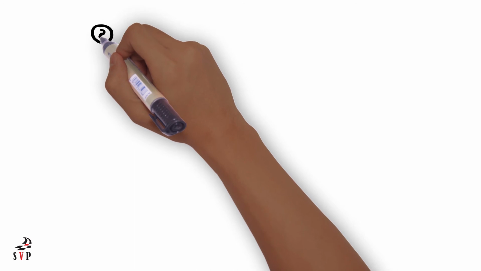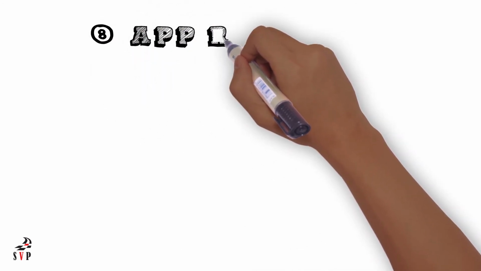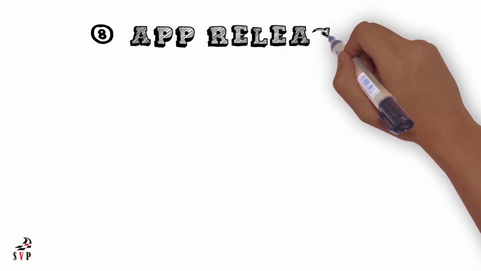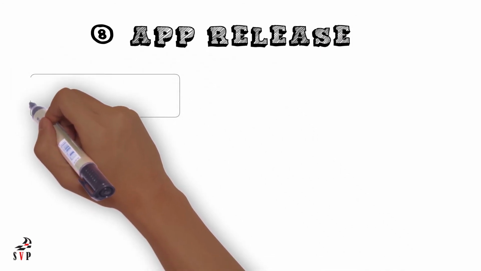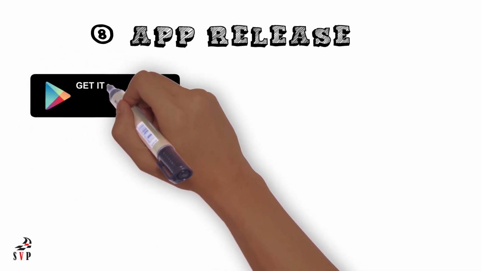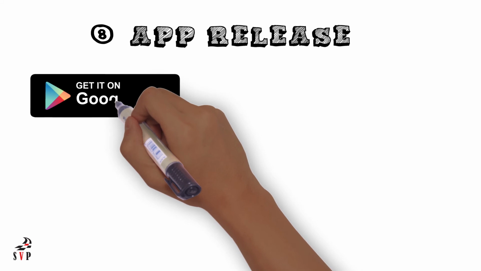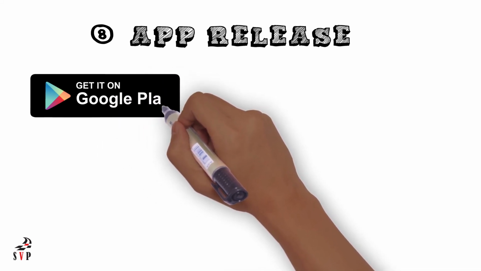Step 8. App release. 1 to 2 months. The most important step is app go live or app launch. This step represents the hard work, due diligence, patience, and success of developing an amazing mobile app.